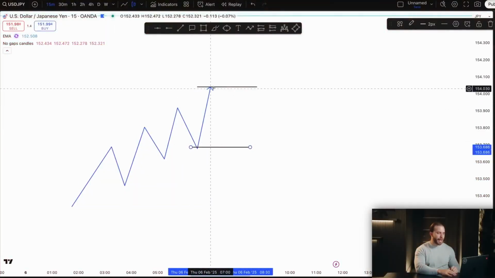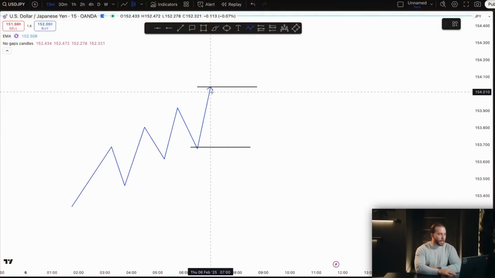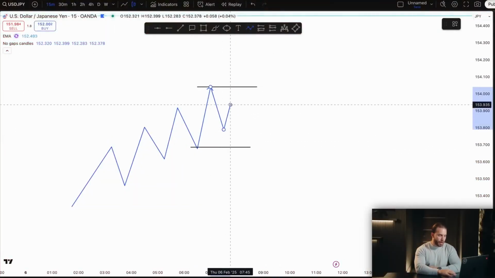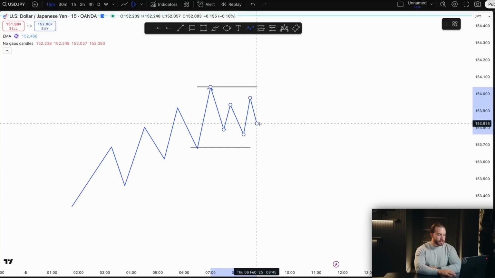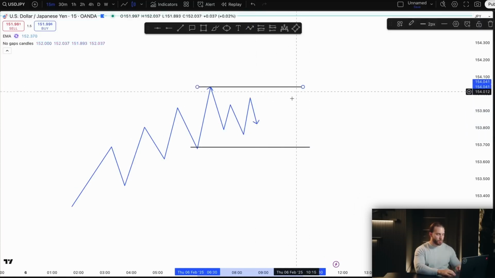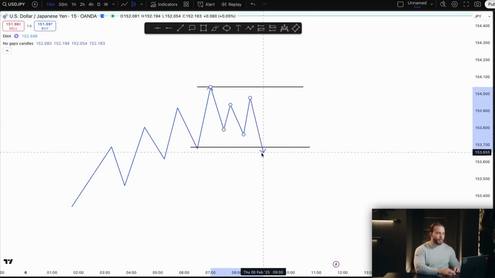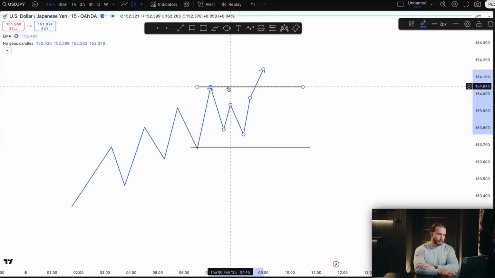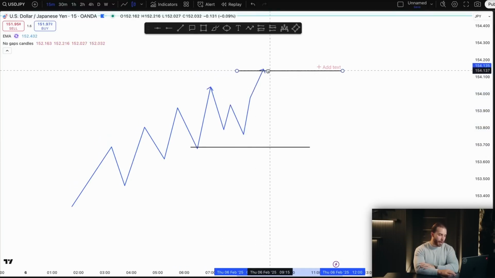So we know that this is the higher high and this is the higher low. The market will remain bullish as long as we stay in between this higher high and higher low. The moment we body close above or under this line is when we will have a shift in the market. If we close above this higher high, that means we've created a new higher high.